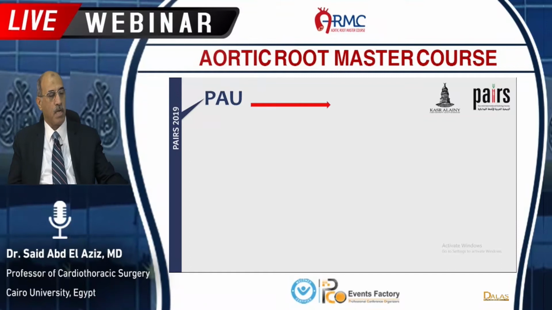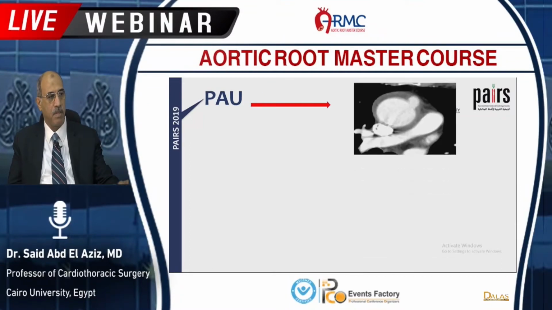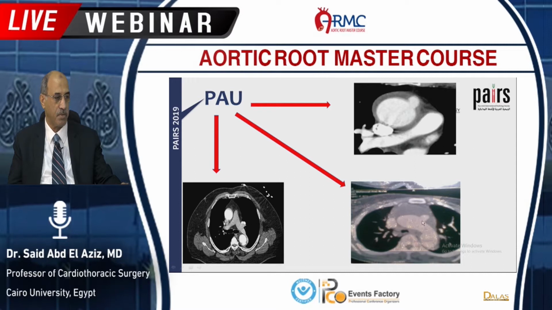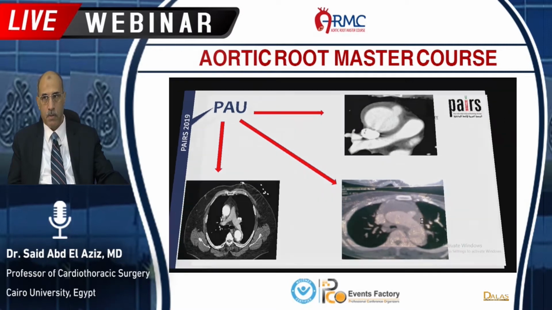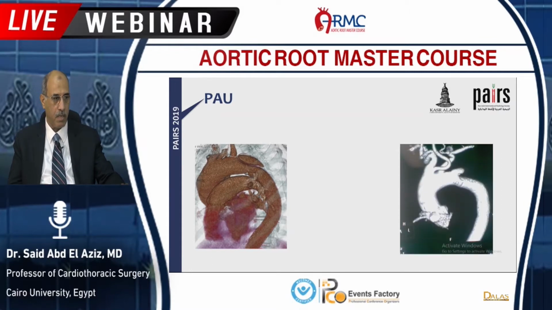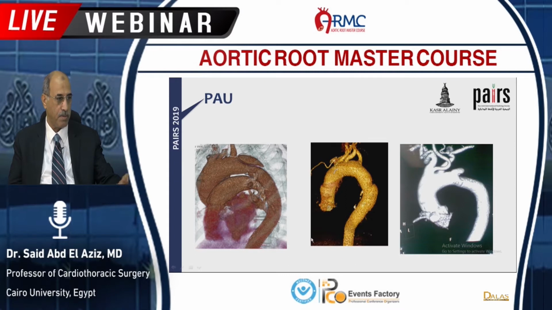The penetrating aortic ulcer may involve the ascending aorta, as we see here. It may involve the descending thoracic aorta as it is here, or may involve the aortic arch as here. This is another CT scan of a penetrating aortic ulcer. It's here, and this is another one, and this is another one.